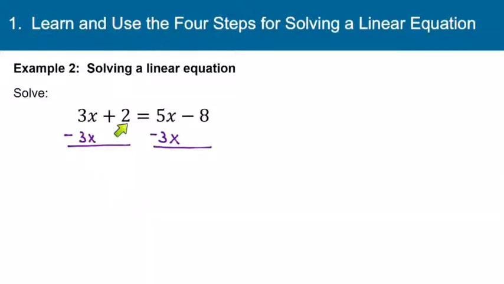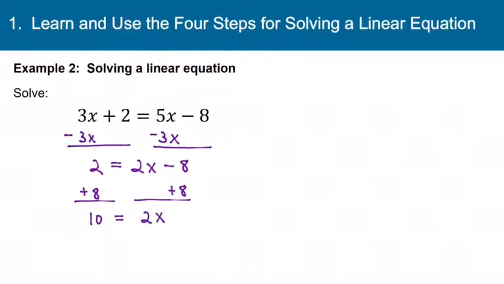Okay, so let's combine terms on the left side here. 3x minus 3x plus 2 just gives us 2. On the right side, 5x minus 3x gives us 2x, and then we have our minus 8 still. Okay, now we've worked down to just one variable term, and we want to isolate this variable term. So let's add 8 to both sides. And that's going to give us 2 plus 8 on the left, which is 10, and just 2x on the right.